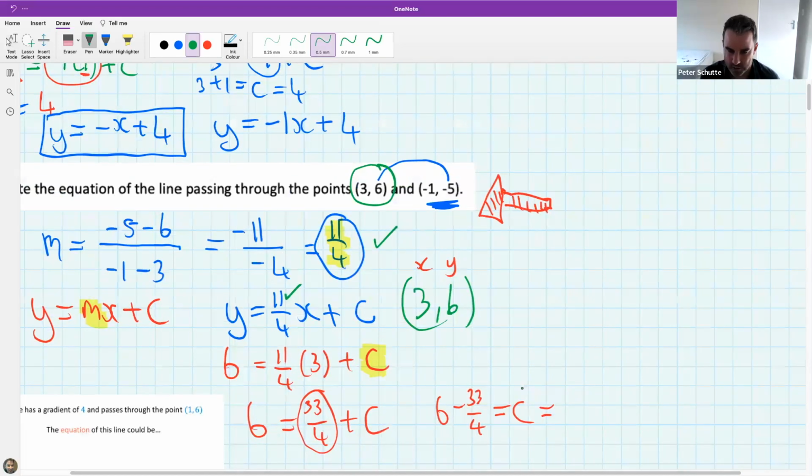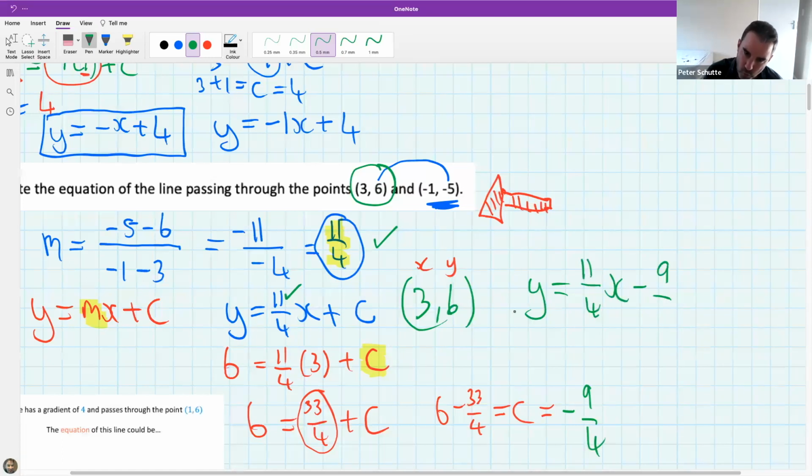So it looks like people are saying, well, let me use my calculator. We go 6 minus 33 over 4, minus 9 over 4 is what I get. And so what is the equation of this line in the end? It's going to be y equals 11 over 4x minus 9 over 4.